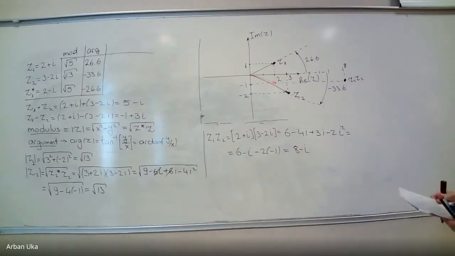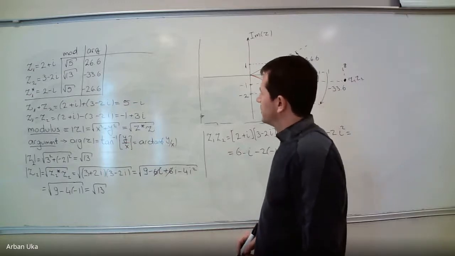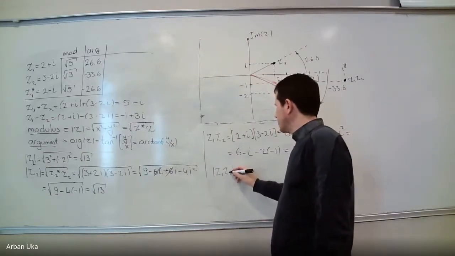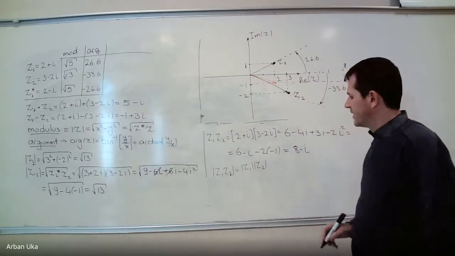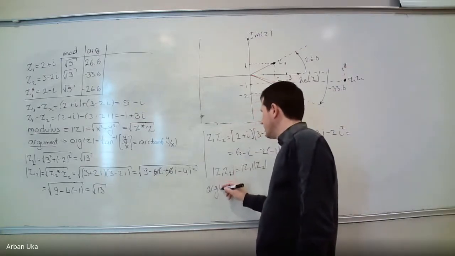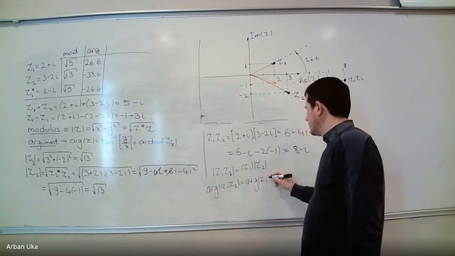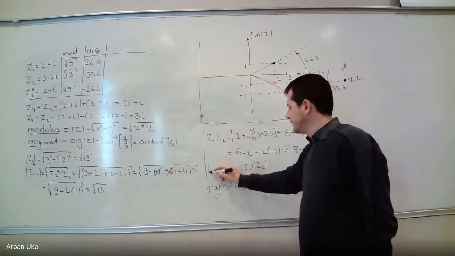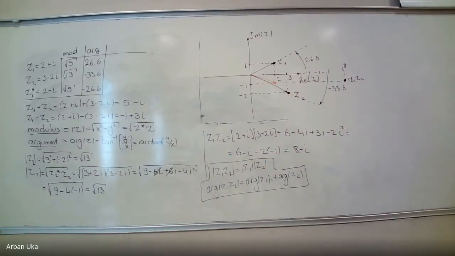So this is how the multiplications are related. And then we can also provide an important property of the modulus and of the argument. So if we multiply any two numbers, Z1 times Z2, the modulus will be equal to the modulus of Z1 times the modulus of Z2. Okay? And also the argument of Z1 times Z2 would be equal to the argument of Z1 plus the argument of Z2. Okay? So these are a couple of properties whenever we multiply any two complex numbers.